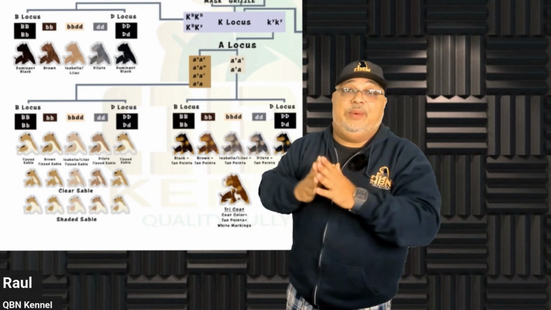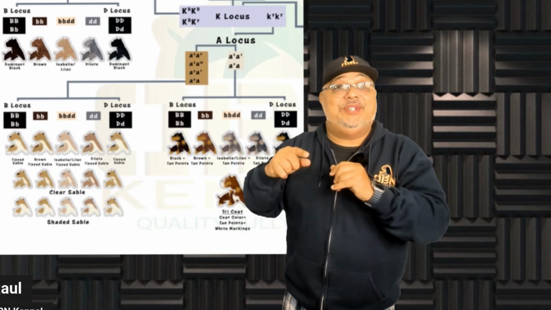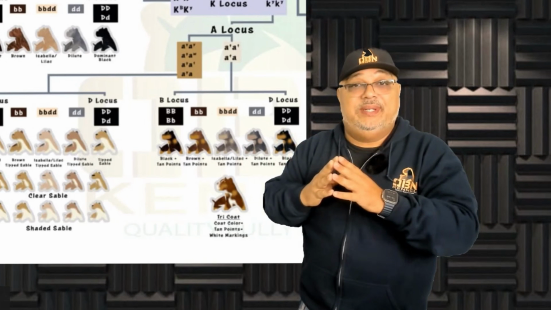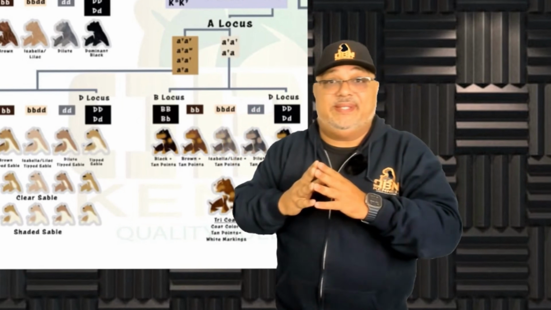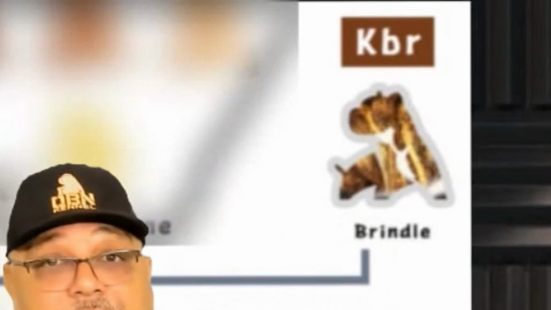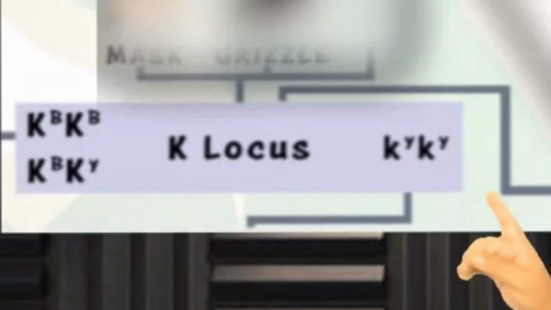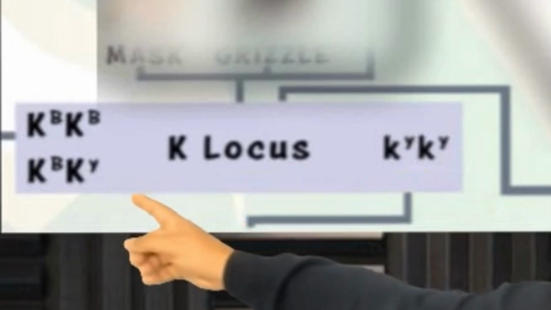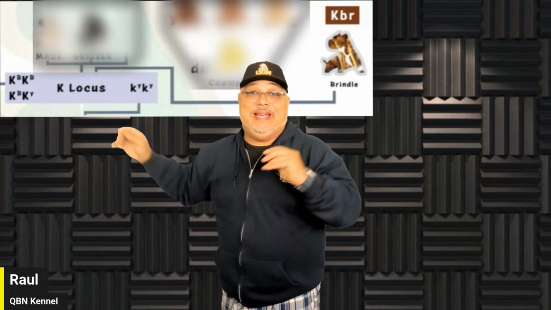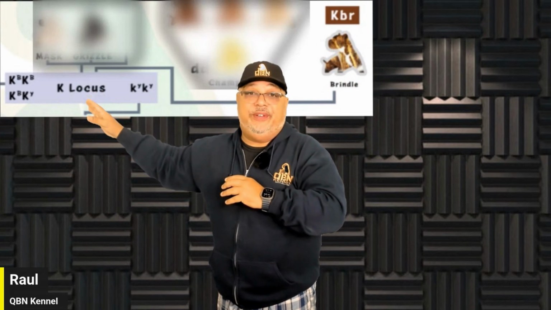Now, I would love to say we're done, but there's actually more to this. There's actually a pattern or patterns that can also affect this. Now, the first pattern that can affect everything is going to be Brindle. Now, I know I explained you could either have KY or combination of KB or KBKY. I purposefully did not want to add the KBR option because I didn't want to confuse you.